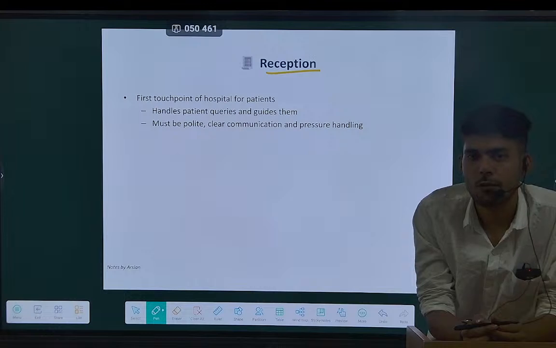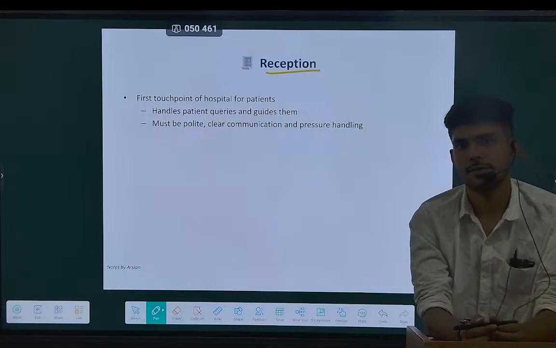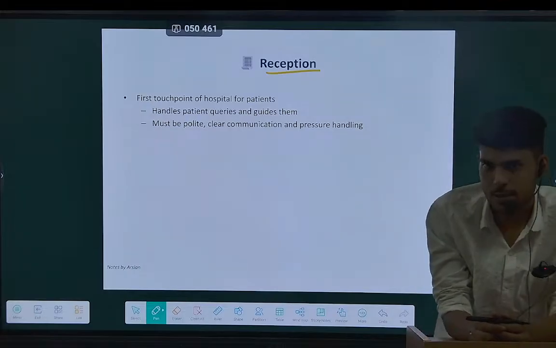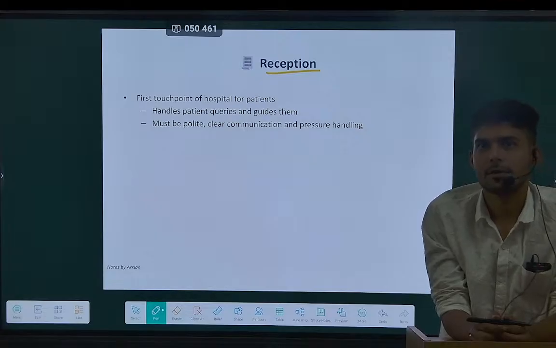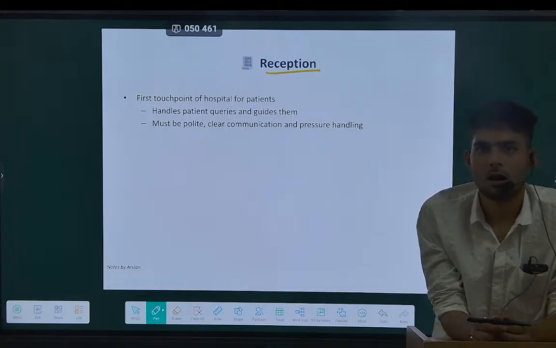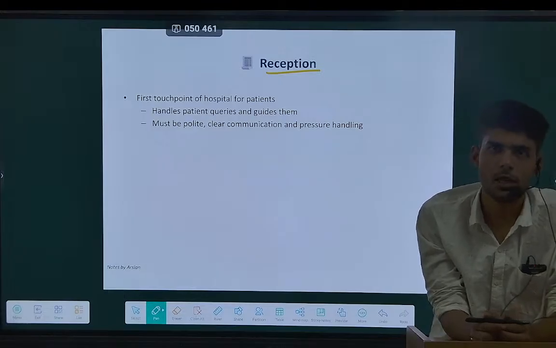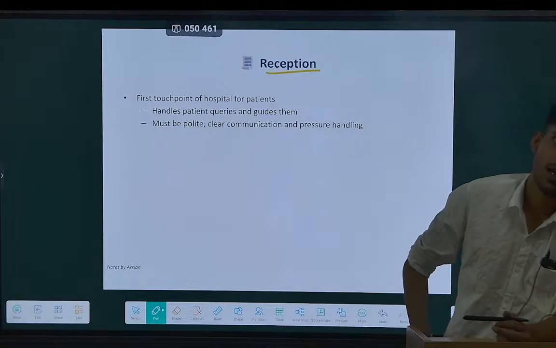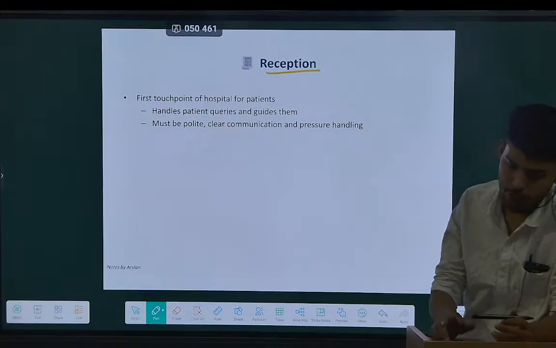What do you mean by the first point of the hospital for patients? So when they go to a hospital, you will find a reception desk. They will help you with all the queries like where is this, where is the doctor's cabin, what is the charge, when will the doctor come, when will the doctor go. Anything about the question at the reception, you must know them. And for reception there are certain criteria and qualities of the person sitting at reception.